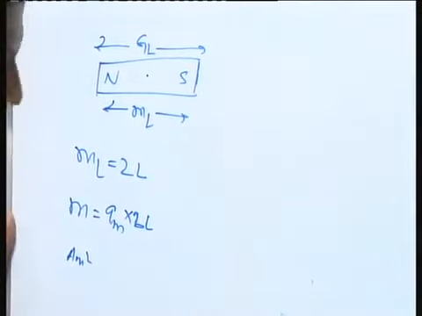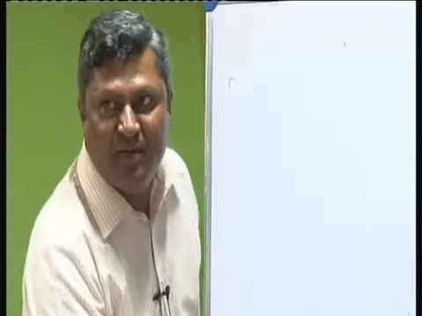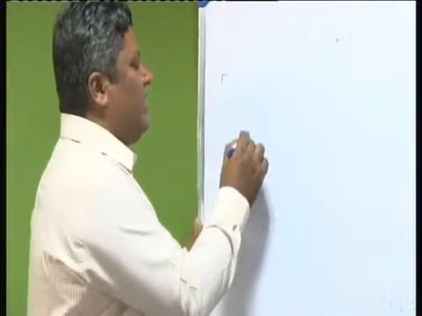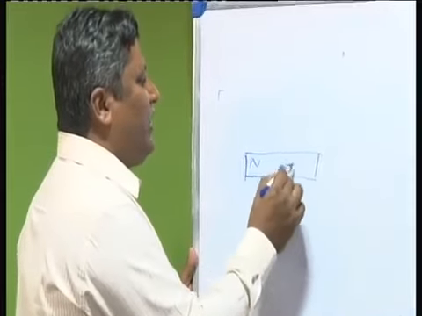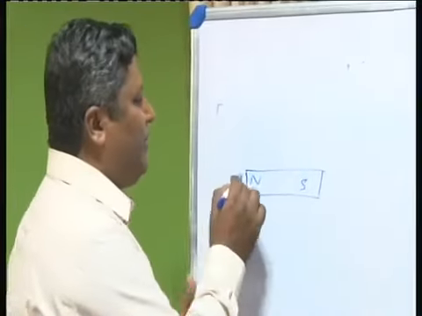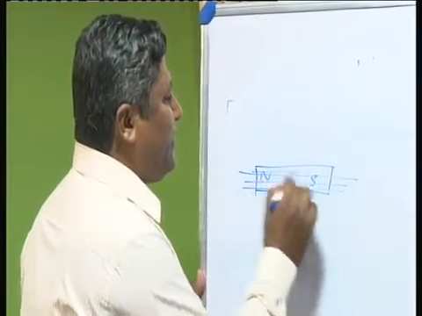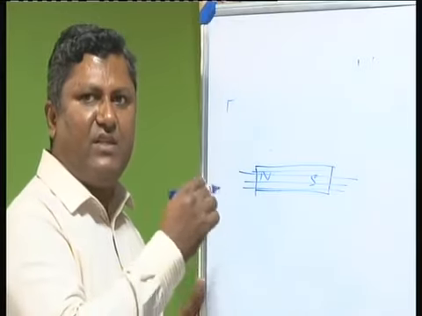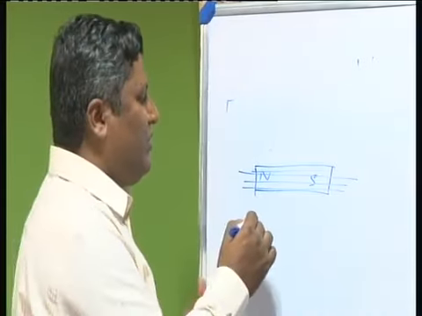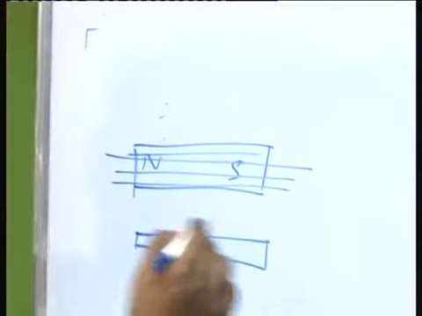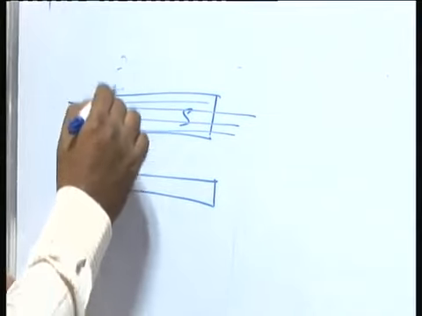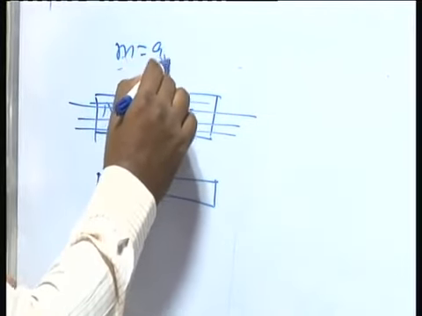Now we will discuss the variation of magnetic moment of a bar magnet. First, we will cut this bar magnet into a number of parts along its length. When a bar magnet is cut into n equal parts along its length, its magnetic moment changes. So I want to find the magnetic moment of this part. I will take it as m dash. The magnetic moment of this magnet is m equals qm into 2L.